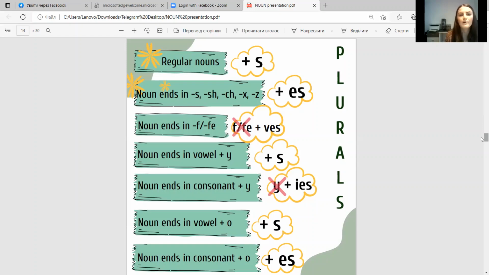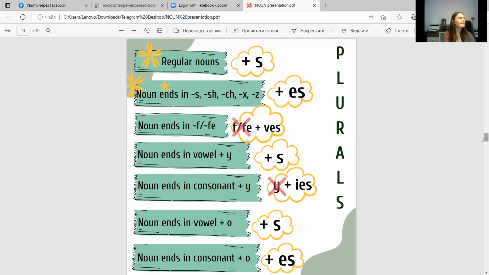Then nouns which end in F or FE, you need to remember that you usually change this ending into VES, like shelf, shelves, or other word, for example, scarf, scarves. There will be more examples later. Then noun, which ends in vowel plus letter Y. Yeah, vowel, голосна звук. Then you have the ending S. It's like boy, yeah, boy, boys. Toy, toys. And we pronounce the sound, this ending Z. The noun ends in consonant plus Y. Приголосний звук. Yeah, и літера Y. Then you change the letter Y into IES. Country, countries.